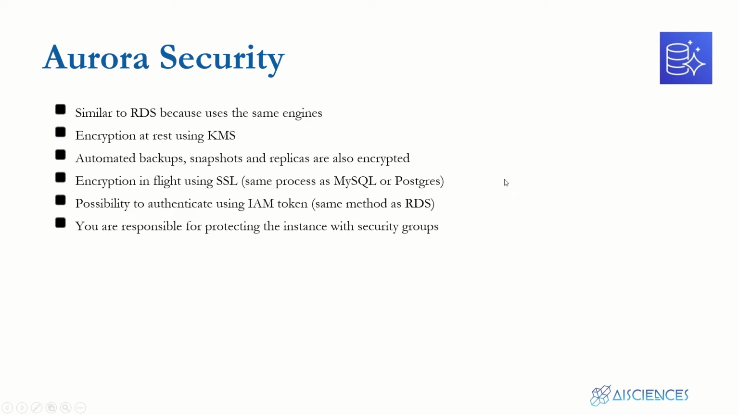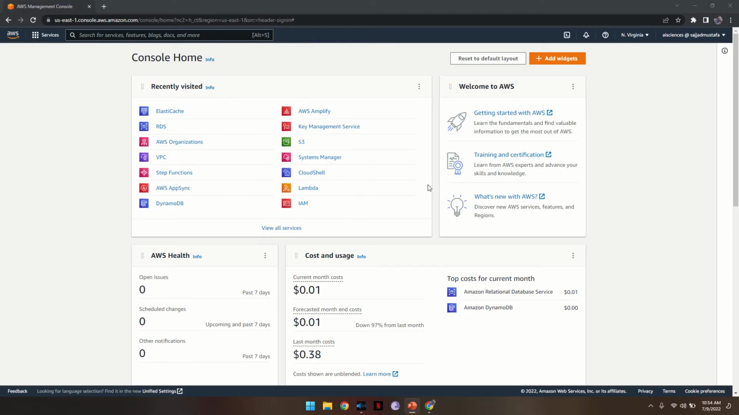Let's have our hands on with it. So over here I am, and this is my AWS dashboard. We were talking about Aurora. You just have to keep in mind that Aurora is accessed from the RDS, because it is related to database, and RDS is used to create a database. So we will go to RDS.